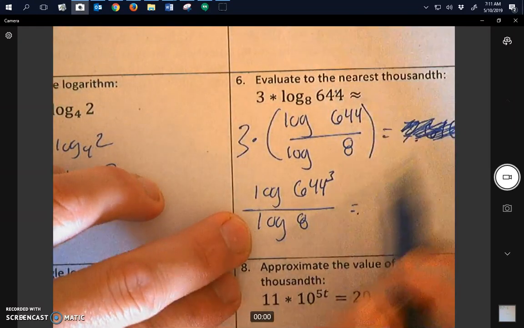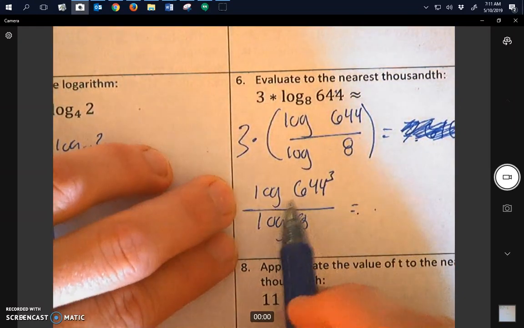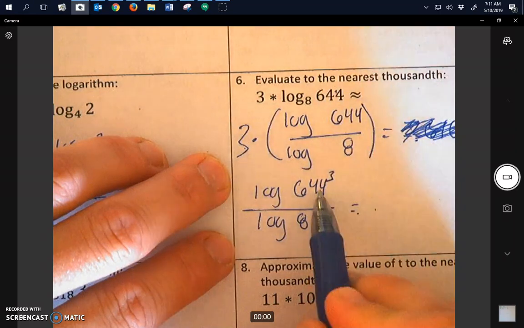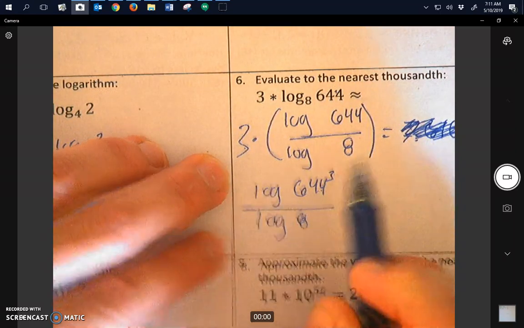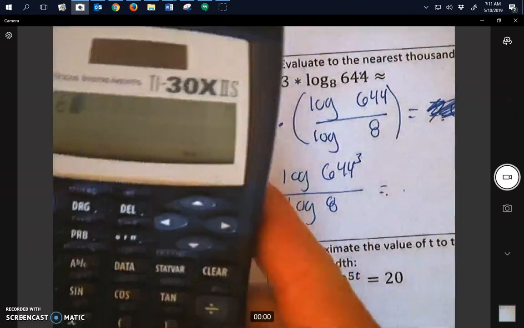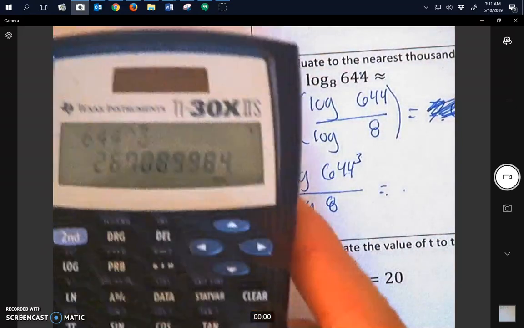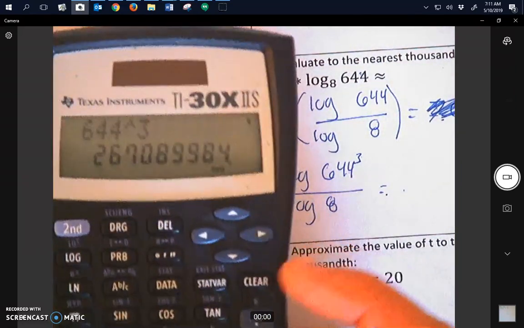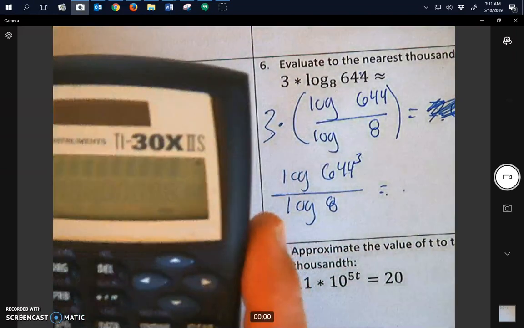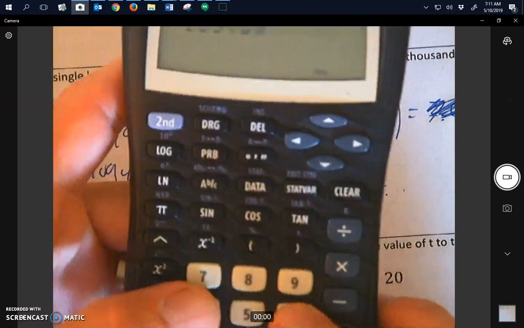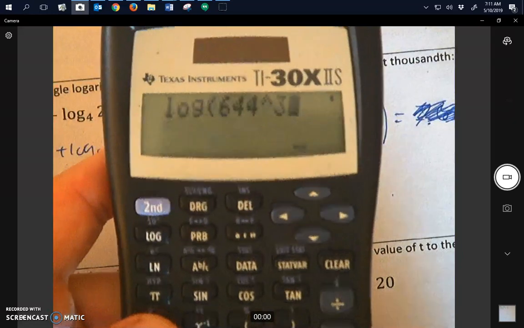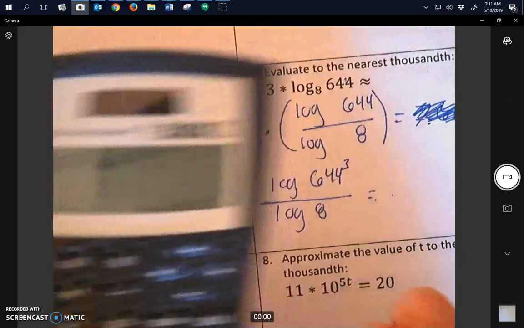Okay, now the other way I can do it, I already started doing it because this is actually how I found my mistake. Up here, I got a different number. So I can also move this 3 to 644, and it's called the power rule. So if I do my calculator, let's just do 644 to the 3. It's a really large number. So instead of doing that first, I'm just going to put my log, and we're going to do 644 cubed, divide by log of 8.